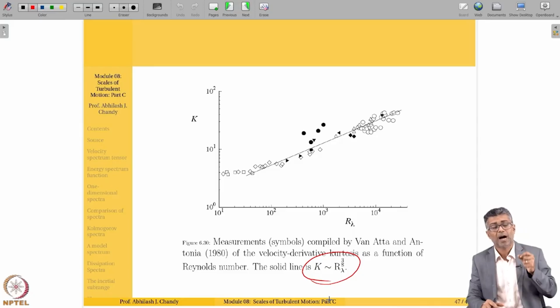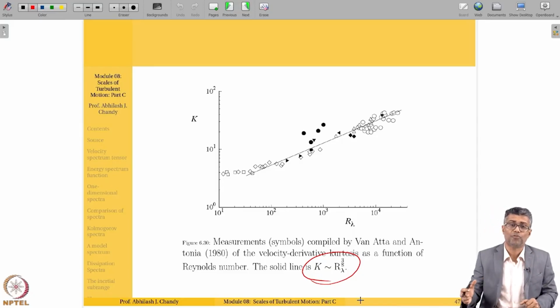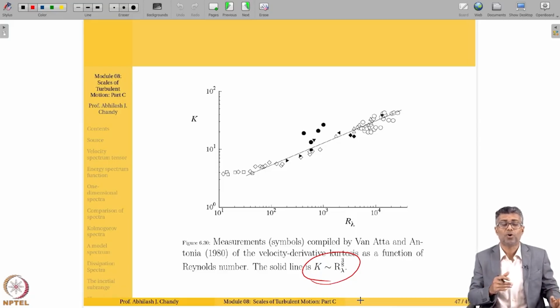Or even look at how the kurtosis varies with an increase in Reynolds number. Try 2 different Reynolds numbers to see how the kurtosis varies. Does it change? Does it increase? Or does it stay constant? That would give you an idea of how good the model is.